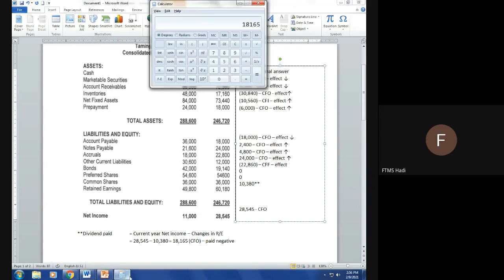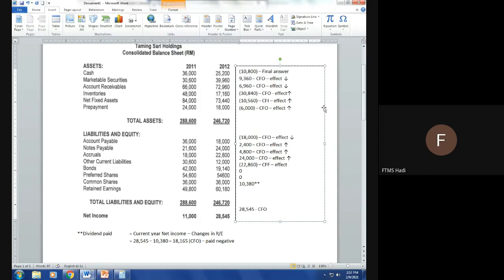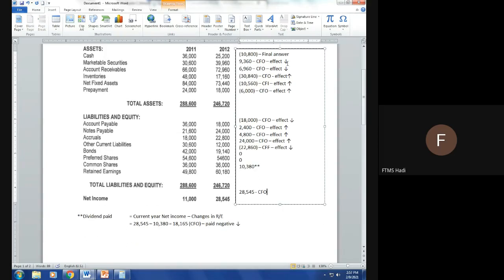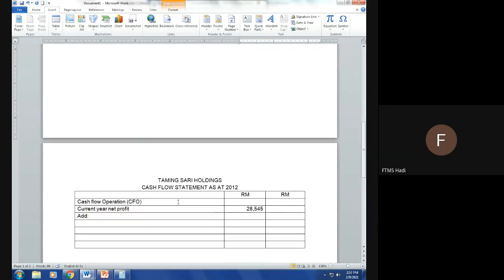Isn't it 49,140 minus 42,000? 91,940 minus 22,860. Yeah, negative, and the effect is decrease. Okay, no changes. Dividend paid, that means negative, which is decrease. And net income is still maintained. Okay, done already. So go for the statement.